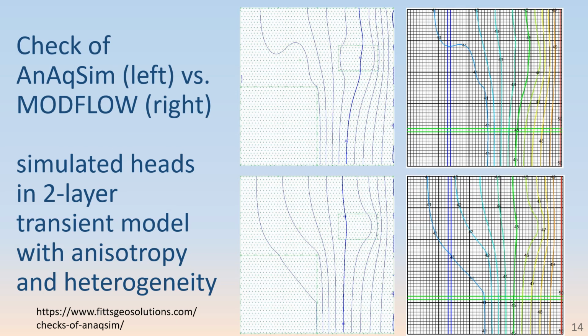This is a comparison of Anaqsim versus ModFlow. It's a two-layer model with transient flow, anisotropy, and heterogeneity. And I won't go through all the details, but the Anaqsim predicted head contours are on the left here in two different layers, and the corresponding ModFlow predicted heads in two different layers are these colored lines over on this side, and you can see that they mirror each other quite well.